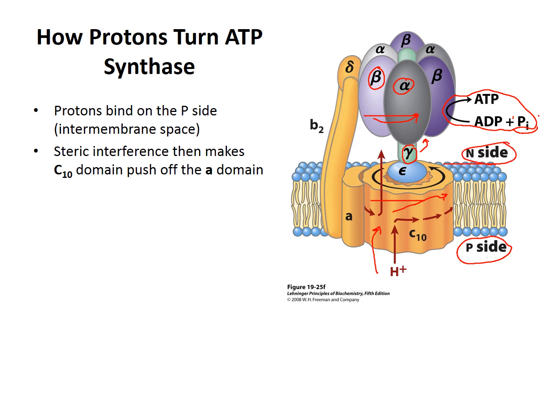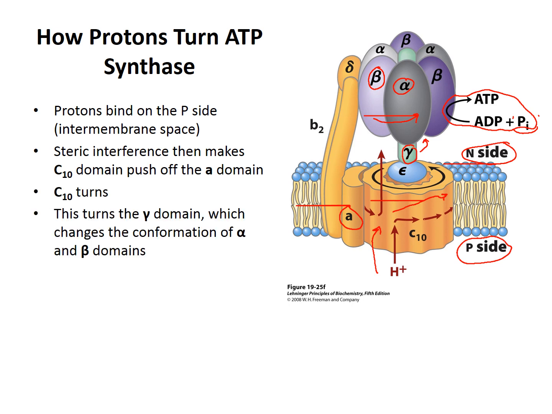The way it works is when protons come into this C10 segment of ATP synthase and the protons bind, they actually create steric interference. In other words, they fill up space, and they cause part of C10 to push off the A domain. So you see the A domain here in the picture. C10 actually pushes off the A domain in response to protons binding. So you imagine this tiny little proton, subatomic particle, the nucleus of a hydrogen atom. All it takes is for that to bind, for the C10 domain to push off the A domain. That proton creates steric interference.